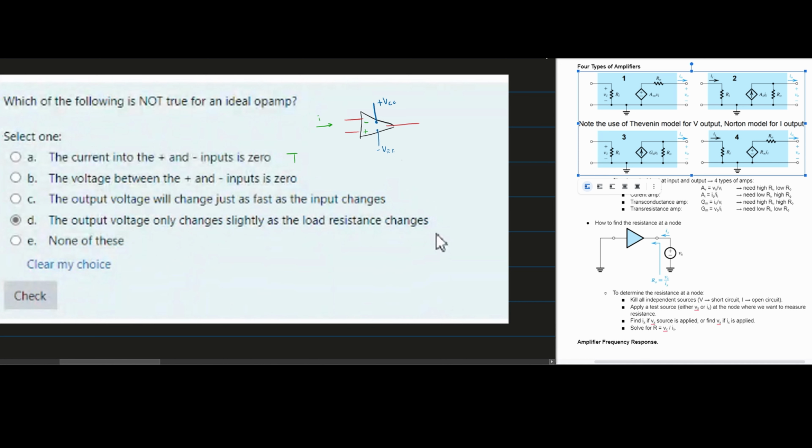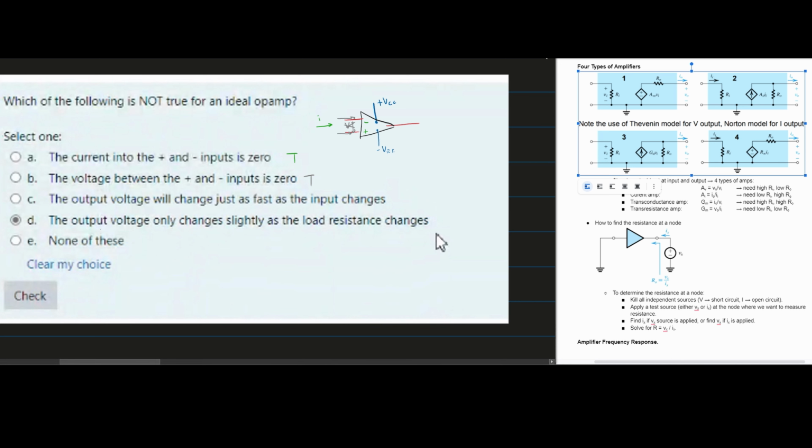This is true because we only have voltage that is going in here, and we don't have any voltage in between them. So there is no voltage inside of here, and so that means that this is true.